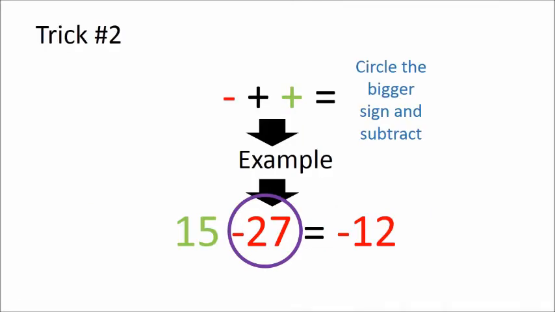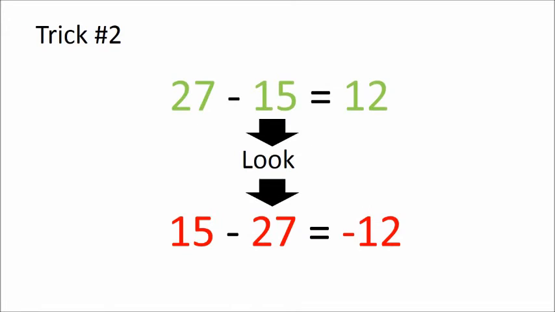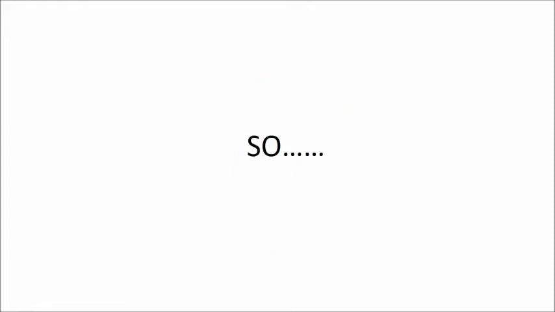Magic trick number 2. For this trick, all I want you to do is circle whichever sign belongs to the larger number. For example, 15 minus 27 equals negative 12. Circle the negative 27 because it's the larger number. If we take 27 minus 15, that's 12, and 15 minus 27 equals negative 12. Whoa, those are the same again.